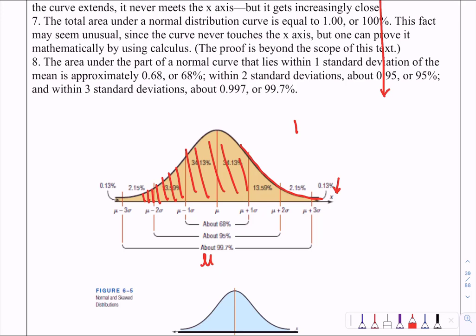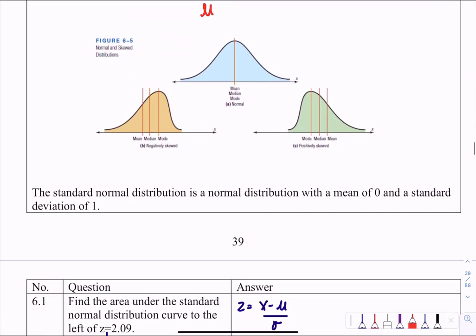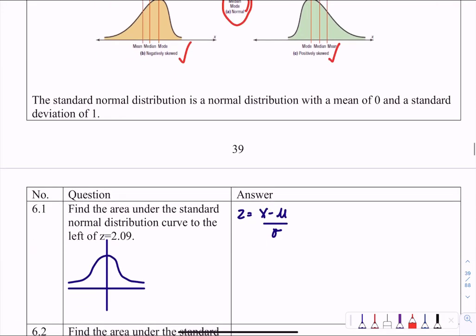When the area is 1, we can change it into the percentage lah. Change it to percentage, change it to the decimal. But the highest value of the area under the graph is 1. Okay, this is the mode, median, and mean. Here we have a negative skew. We have the positively skew normal distribution curve.